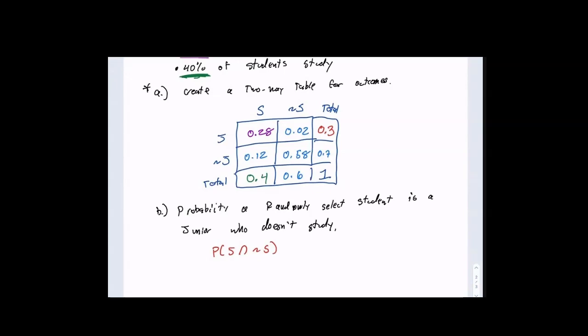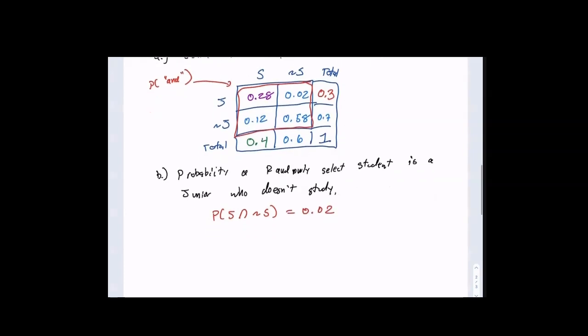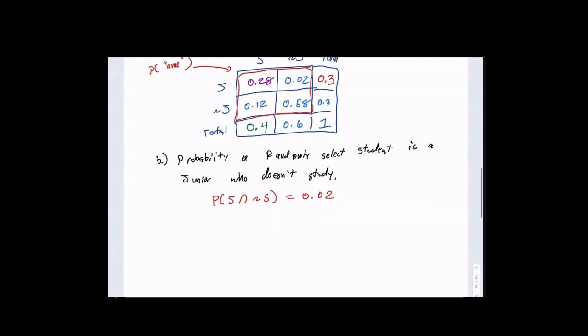That's nice. And so these 4 boxes represent the probability of an and. Okay, that's what each of those individual boxes is. It's a probability of an and. So the probability of a junior and doesn't study is 0.02. I could have also said what's the probability that they are neither a junior nor do they study.